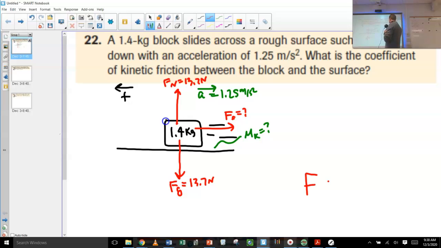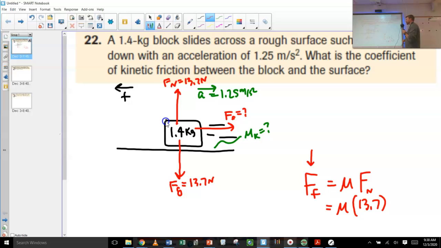The only way I'm going to find the coefficient of friction is through this equation. So I don't know the coefficient of friction. I do know the normal force now, and that's 13.7. But I don't know the force of friction. If I could somehow figure that force of friction out, I would have this problem licked. But what I do know, and the thing that I'm not leveraging yet, is that the acceleration is 1.25.